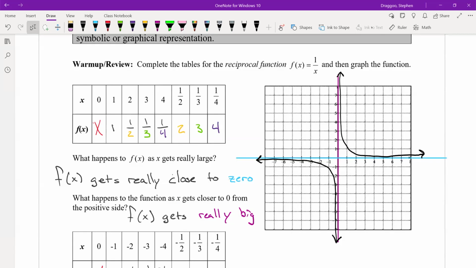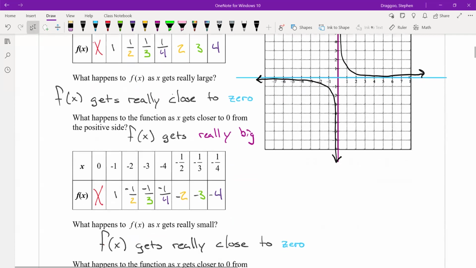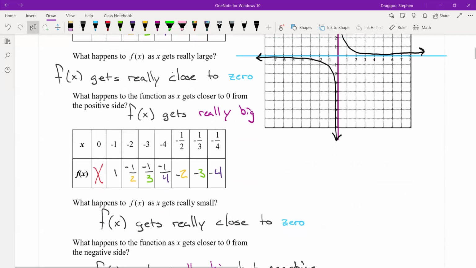So if x is 2, then our function value is 1/2, as we can see by this yellow option over here on the table. Or if x is 1/3, then its reciprocal is 3. So as x gets close to 0, we end up with large numbers for y. And when x becomes large, y ends up being a small number, a number that's pretty close to 0. So again, written out here, we can see that as x gets large, f of x gets really close to 0. As x gets close to 0, then f of x gets really big.